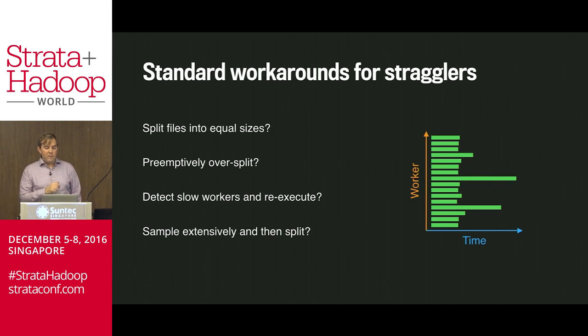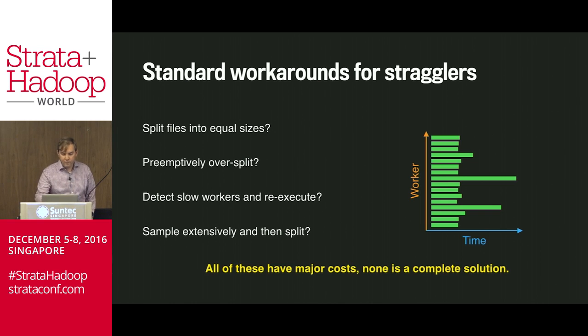Go out of the way to make the input evenly distributed, so splitting files into equal size, maybe even sampling. Maybe you just oversplit a whole bunch, because even though tasks will take different amounts of time, if they're all really small, you can still bin pack them in a way that looks roughly even. But now you get a bunch of overhead. The point is that all of these solutions are actually pretty costly. For instance, by oversplitting a lot, you have a lot of extra overhead. And none of them is a complete solution, right? They're all still kind of hacks.